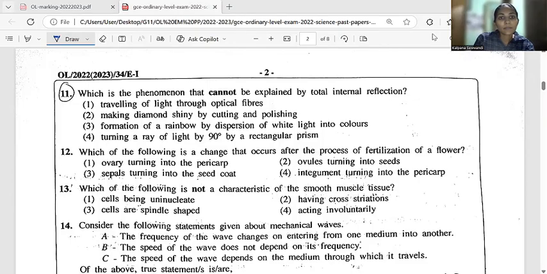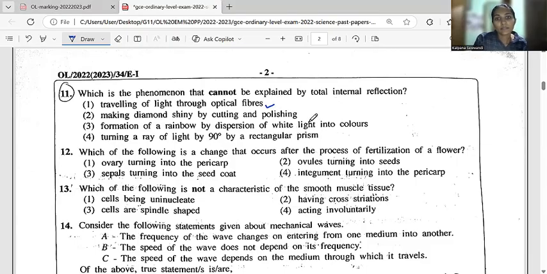Question 11. Which is the phenomenon that cannot be explained by total internal reflection? We know total internal reflection happens when the angle of incidence is greater than the critical angle. Then the ray reflects into the same medium. Traveling of light through optical fiber is an instance of total internal reflection. Making diamond shiny also happens as a result of total internal reflection. Formation of rainbows by dispersion of white light into colors is a result of refraction, not total internal reflection. So the answer is the third one.